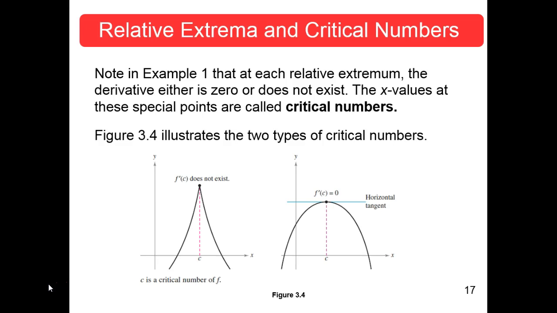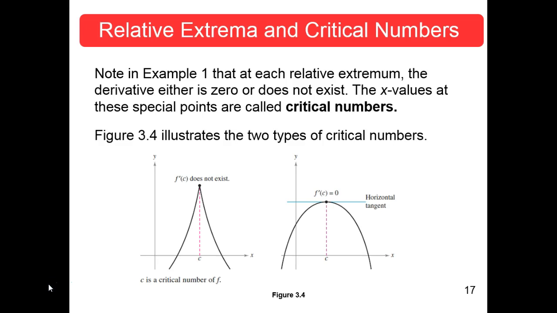All right, so if you think back to example 1, that smooth curve that we had to begin with at 3,2, whatever that one was, the absolute value that didn't have a smooth curve, and then the sine function that had 2 smooth curves. At each relative extremum, minimum or maximum, the derivative was either 0 or did not exist. The x values at these special points are called critical numbers, hence C. That's why they named that point C. Okay?